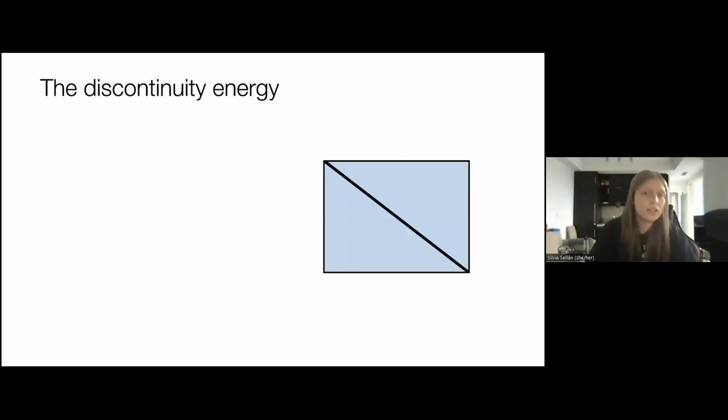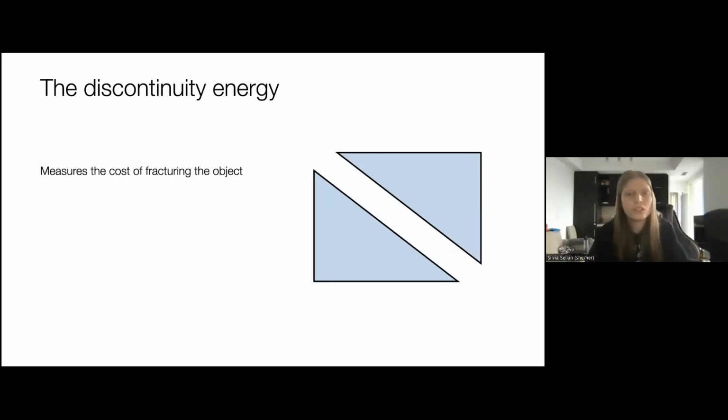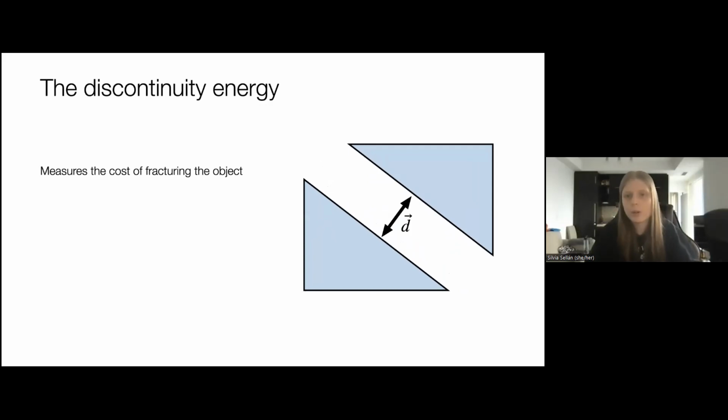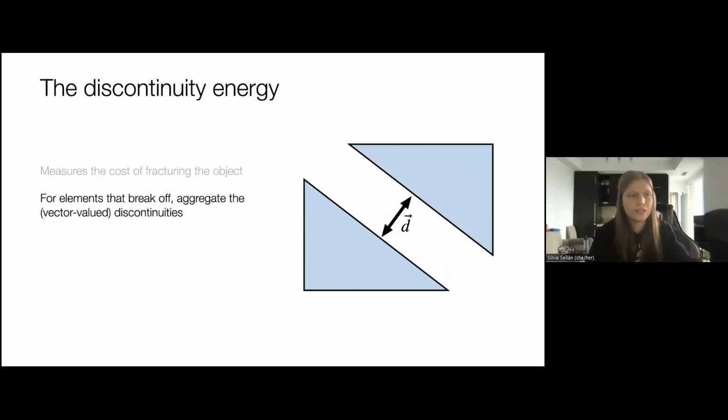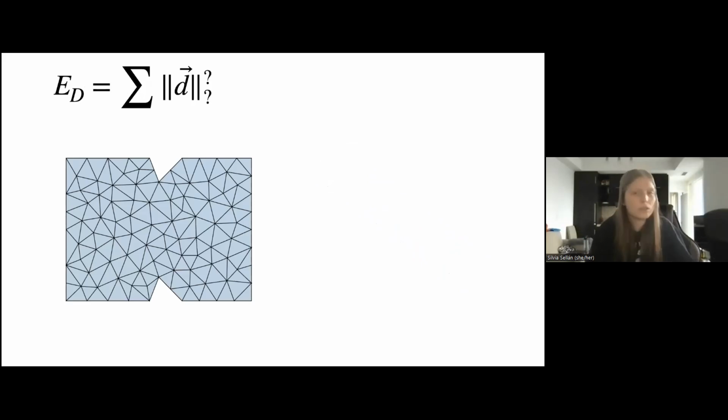Since the discontinuity energy is a cost for breaking the object, it follows that more breaking should require a higher cost. In the case of two adjacent elements, it's easy to visualize this cost using a vector that represents how separated they are. But a real mesh will likely break in many places, not just along two elements, as in this simple example. So we need to aggregate these discontinuities somehow over all possible fractures. A natural first attempt is to use an L2 norm.